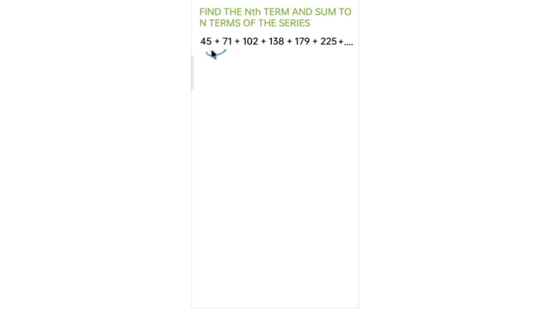The differences between these terms: 45 and 71, we get 26, this one we get 31, this one 36, this one 41, this one 46, and so on. We can infer that the differences are not 0. These are the first order differences and they are not 0. Now the second part: this is 5, this is 5, this is 5, this is 5, and so on. These are the second set of differences and they are also not 0. Now take the third set of differences: 0, 0, 0, and so on.